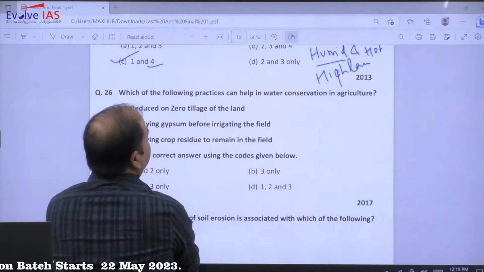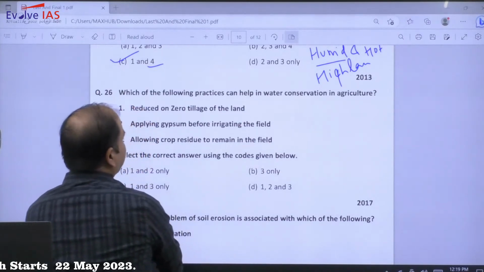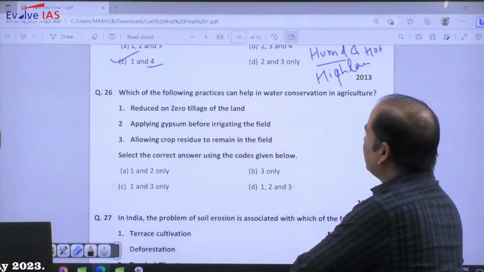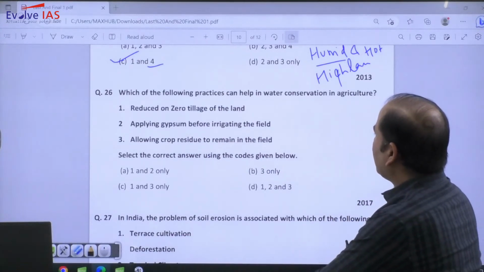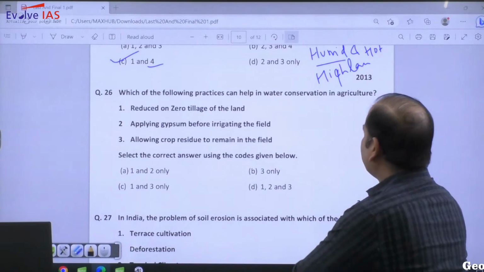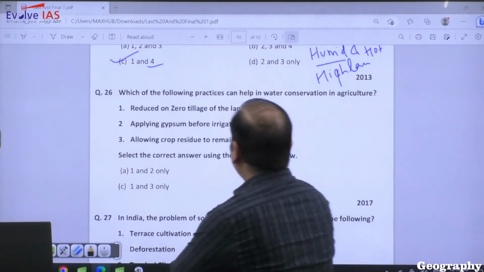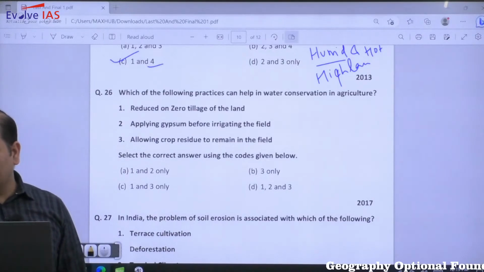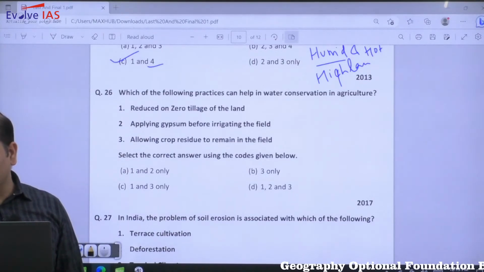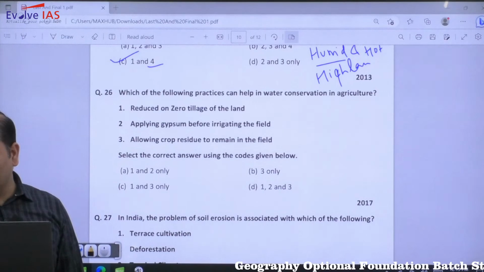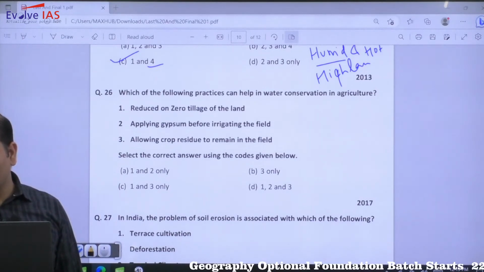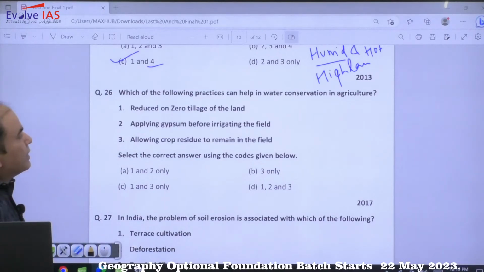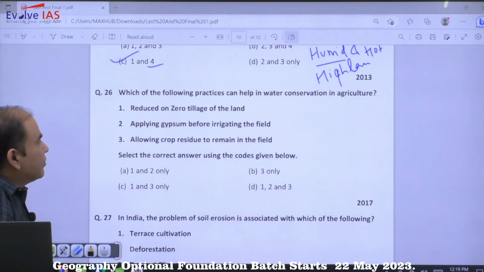Which of the following practices can help in water conservation in agriculture? Reduced or zero tillage of the land, applying gypsum before irrigating the field, allowing crop residue to remain in the soil. As far as the water problem is concerned, most of the country is facing the water problem, and there is no doubt that water conservation in agriculture is very important.